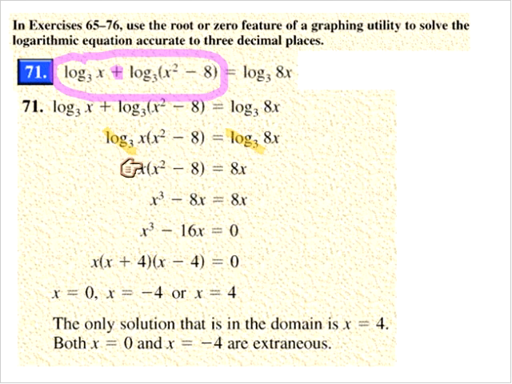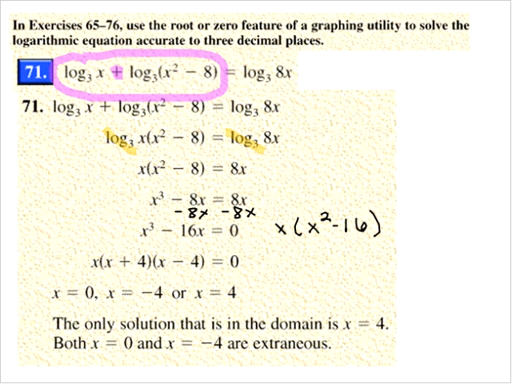Let's distribute the x on the left-hand side to get x cubed minus 8x. Let's subtract 8x from both sides so that everything is on one side. And then let's work on factoring. I can pull out an x and have x squared minus 16 left. And that factors to x plus 4, x minus 4. So setting each part equal to 0, I now get x equals 0, negative 4, and positive 4.